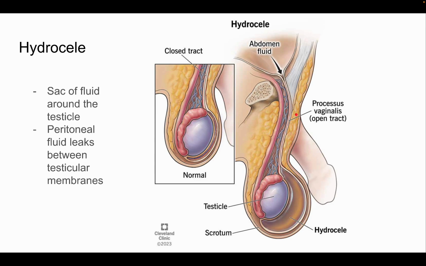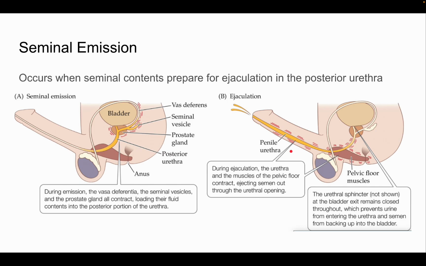Now hydrocele is similar, but it's more inferiorly, and it's basically when a sac of fluid around the testicle forms, and that's when peritoneal fluid leaks through the membranes of the testicle and kind of forms this sac of fluid, this peritoneal cavity. And that's because the membranes are not really properly formed or weakened, and that can cause enlargement of the testicles.